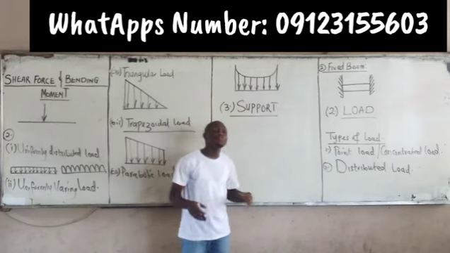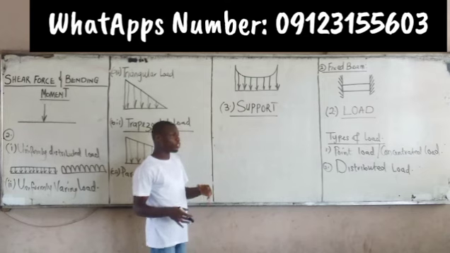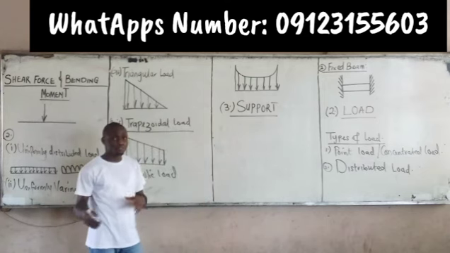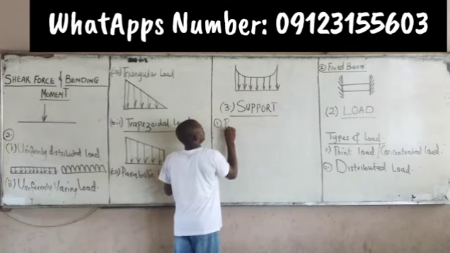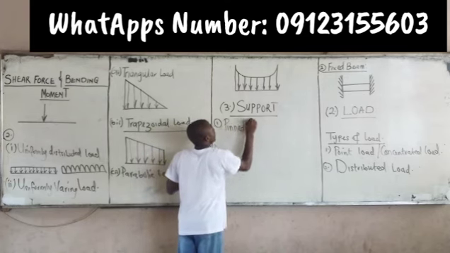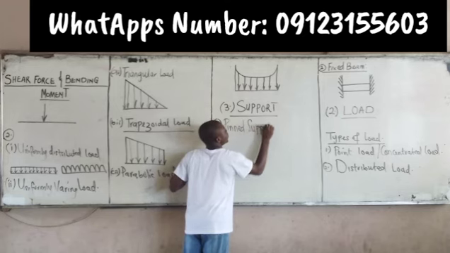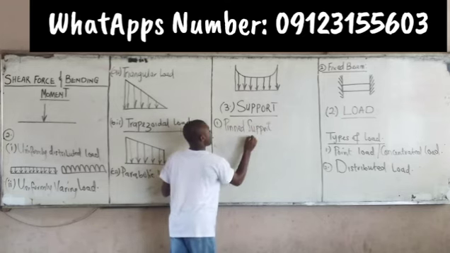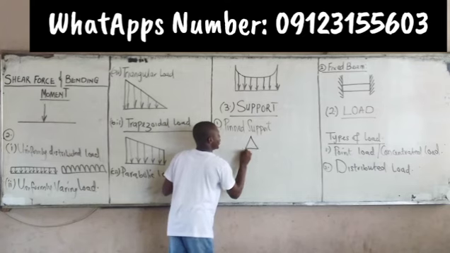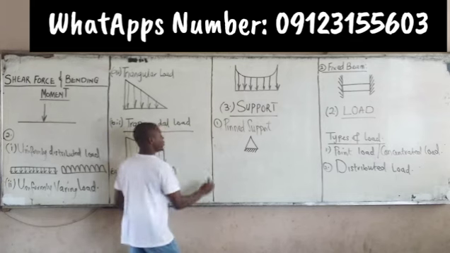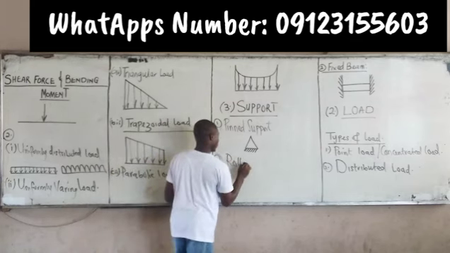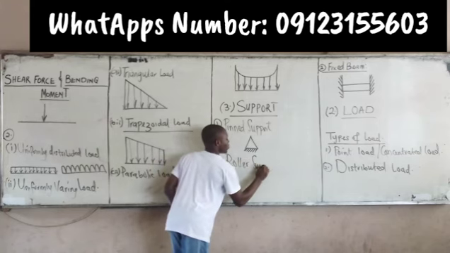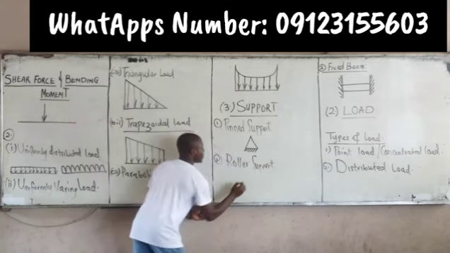So for teaching's sake, when it comes to support, there are about 3 types of support. Number 1, we have the pin support system, which can be illustrated in this format. This is called what? The pin support. Number 2, we have the roller support, right, which is in this form.